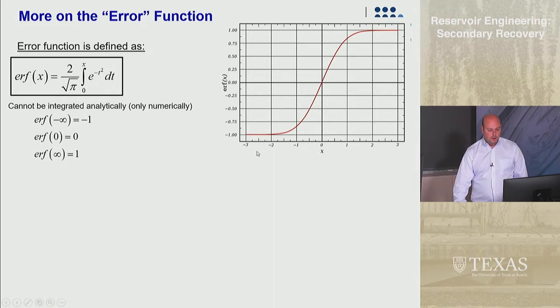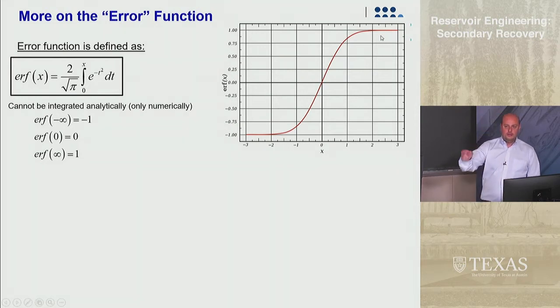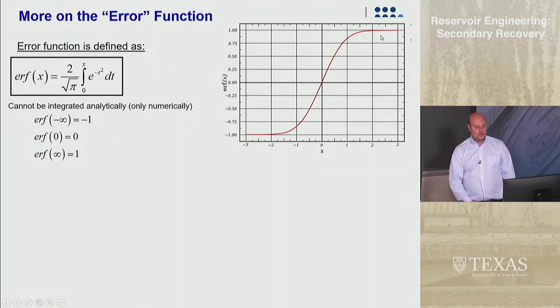And if you go to very small values of x, as you approach minus infinity, the error function is -1. At x equal to 0, the error function of x is 0. And at a value of infinity, it goes to 1. So it's kind of got this almost S-shaped curve.